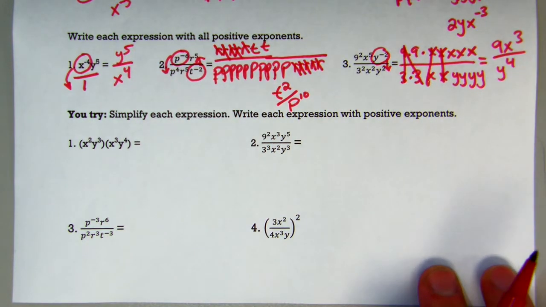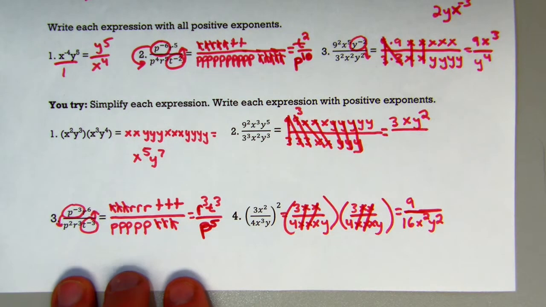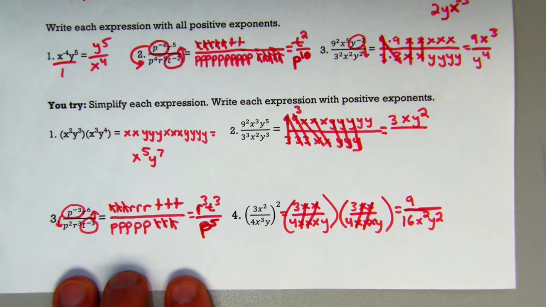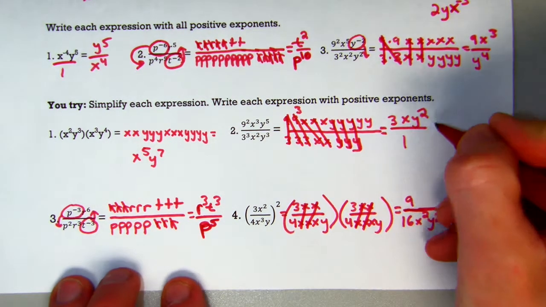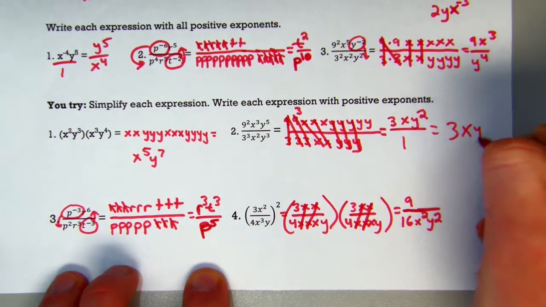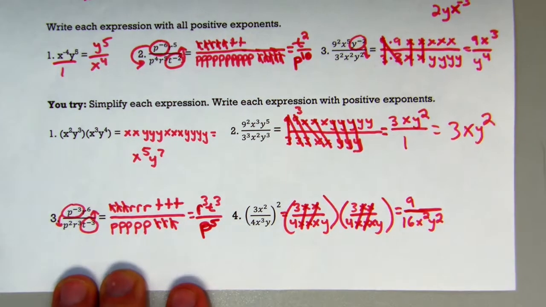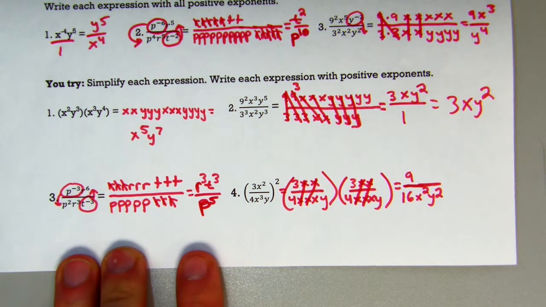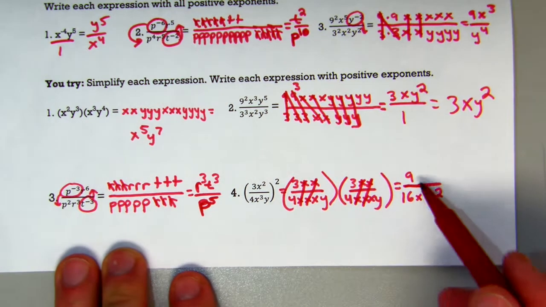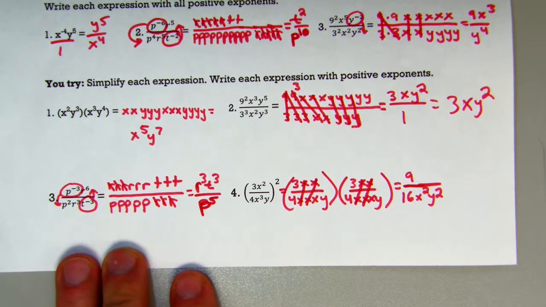So you have 4 examples using all positive exponents. That's what it tells you to do with this one. What did you get? Number 2, you should have gotten 3x, simplified just like this, times t to the third power over p to the fifth power.